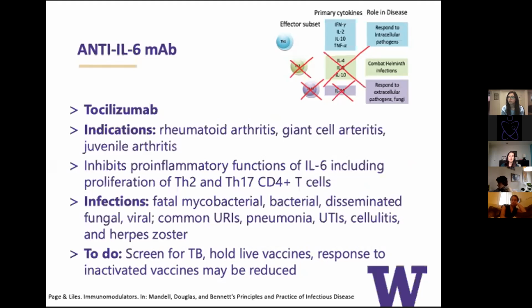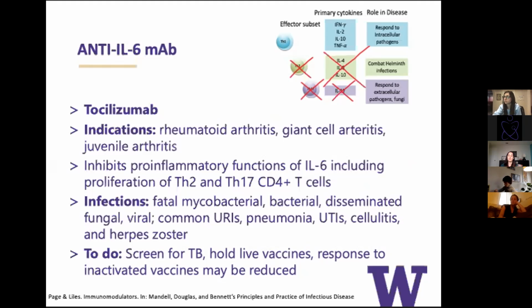And so use of anti-IL-6 antibodies has been associated with life-threatening or fatal mycobacterial infections, other life-threatening or fatal bacterial infections, viral infections, and disseminated fungal infections, including Candida, aspergillosis, Cryptococcus, and PJP. Other common infections also occur more frequently in patients on anti-IL-6 monoclonal antibodies, and these include upper respiratory infections, pneumonia, urinary tract infections, cellulitis, and herpes zoster.